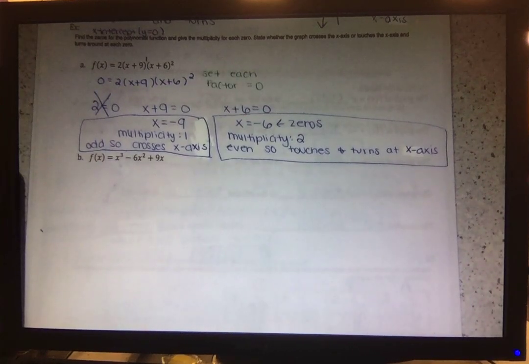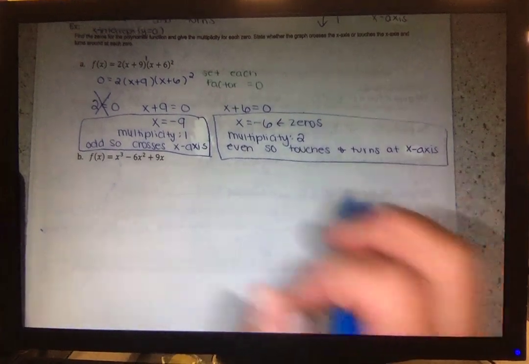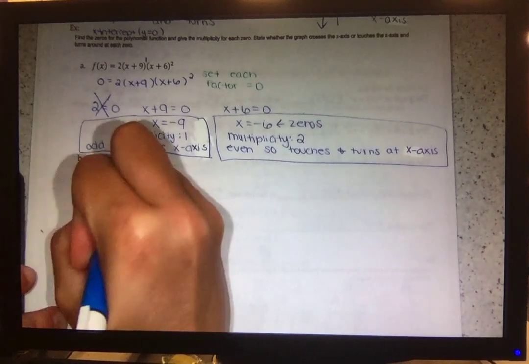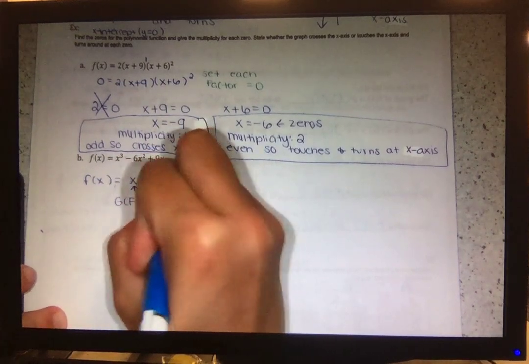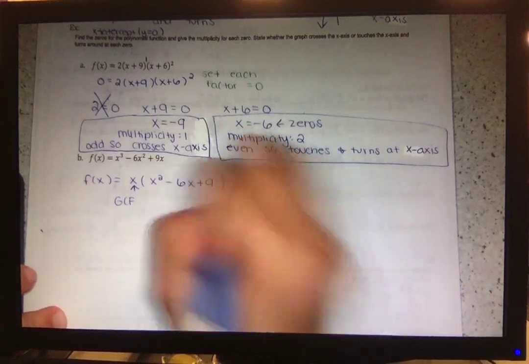That's what helps me. Oh boy, so just when we thought we were getting good and things were easy, they throw us example B. Same concept, we're still going to find the zeros, the multiplicity, and whether the graph crosses or touches and turns, but this time we have to factor it. Just one little extra step. Example B says f of x equals x cubed minus 6x squared plus 9x. Our first step in factoring is GCF. Our GCF is going to be x. So we have x squared minus 6x plus 9 left over.